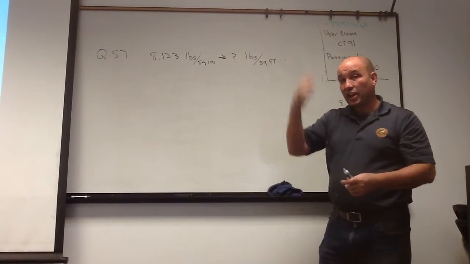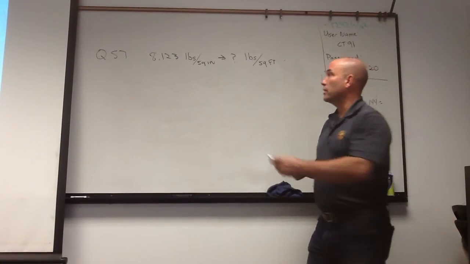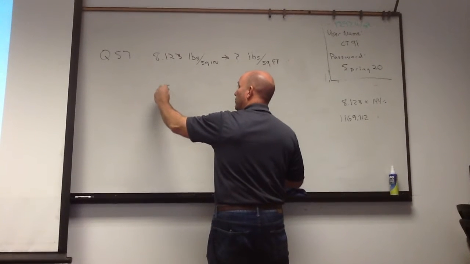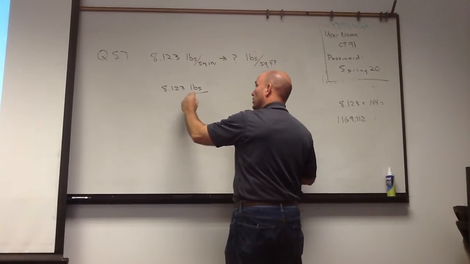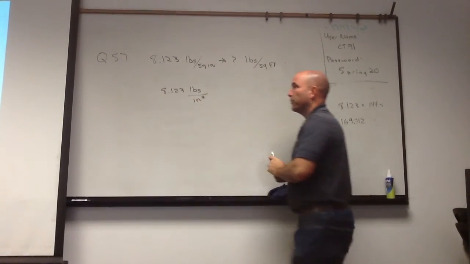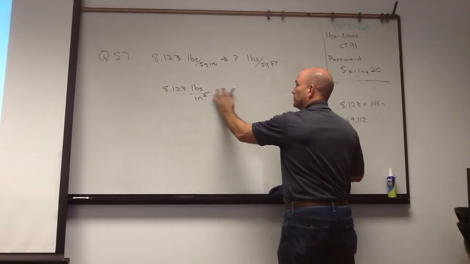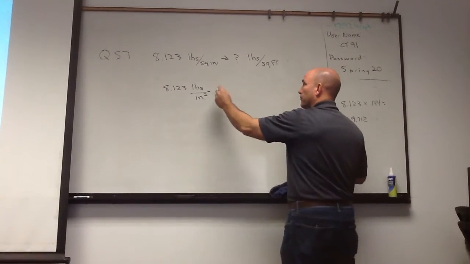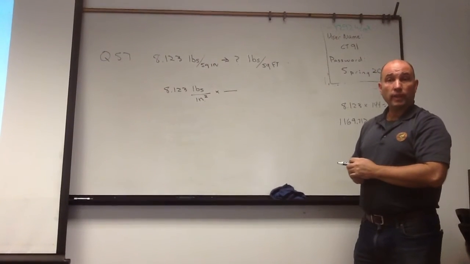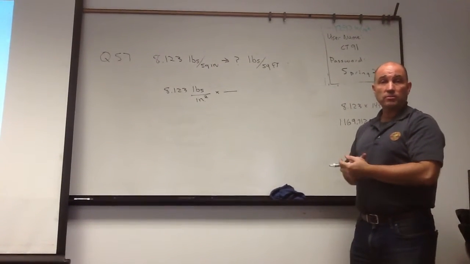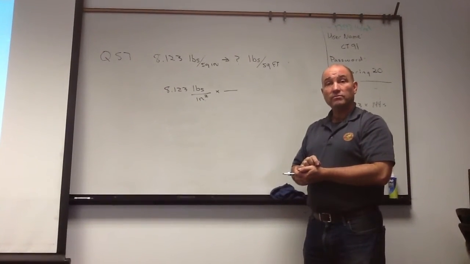Now, that's kind of the common sense approach, but let's also think about the approach where we're doing the math. So again, I've got 8.123 pounds per inch squared, right? And I want it to become pounds per square foot. And so I have to do a conversion. Well, the pounds part I don't have to convert, do I? It's pounds and pounds in both. They're in the same spot, so not a problem there. But I have to convert the square inches into what?